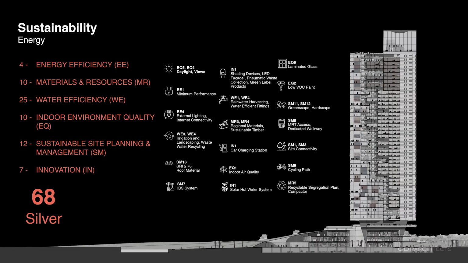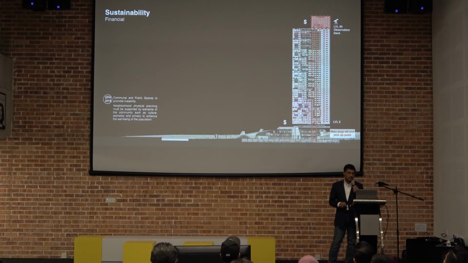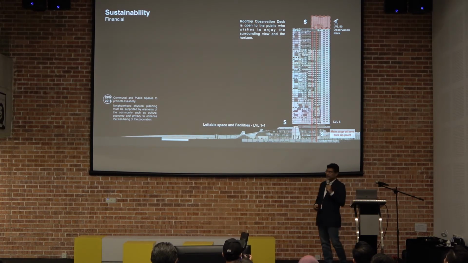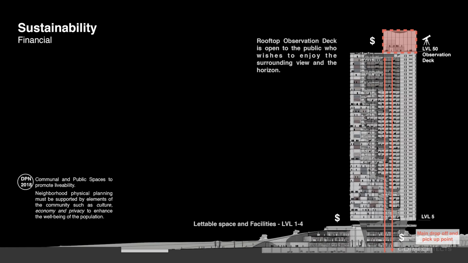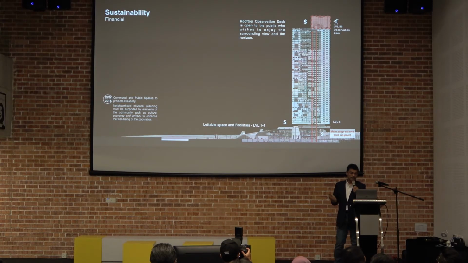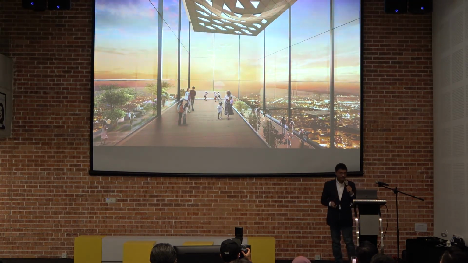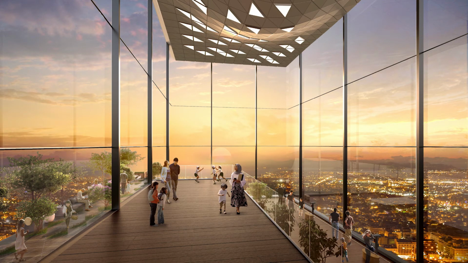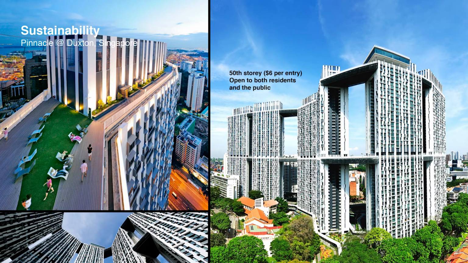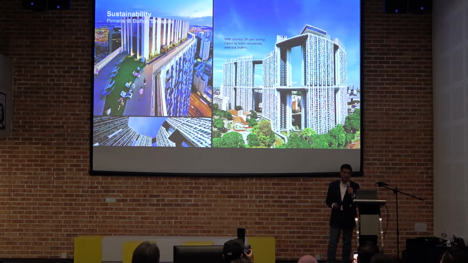Of course, one of the requirements is sustainability in terms of energy usage, but we would employ another sustainability in terms of financial sustainability, which is all the other facilities that have been created at the lower floors could be rented out, as well as an observation deck that people could charge a ticket to get up there. This is a view from the observation deck, where this is something similar to what Pinnacle at Duxton in Singapore is doing, where they charge $6 per entry to go up to the 50th floor.